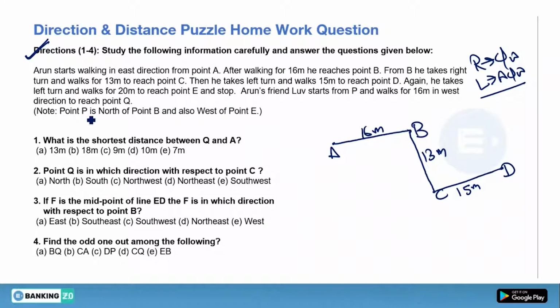Again he takes a left turn and walks 20 meters to reach point E. From point D he is taking a left turn, so he will walk anti-clockwise, and he is walking 20 meters. So 20 meters will be more than 13 meters, so this line will be greater than this. He reaches point E, and the total distance is 20 meters. Left means anti-clockwise, so we have moved anti-clockwise from point D, and Arun stops at point E. This is Arun's stoppage point.